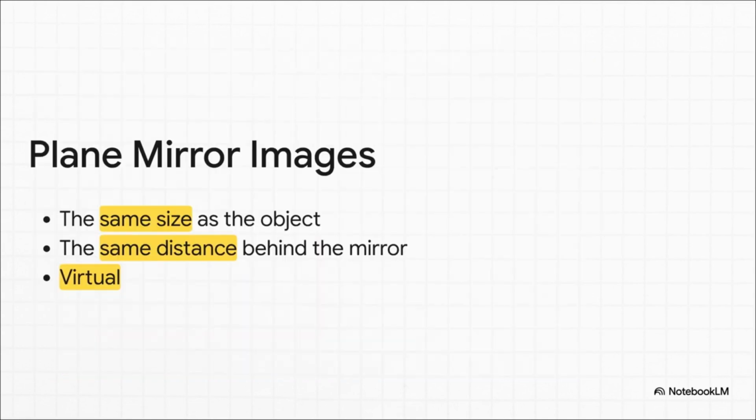So, to sum it all up, this physics guarantees three things whenever you look into a simple, flat mirror. 1. The image you see is the exact same size as you. 2. It appears to be the exact same distance behind the mirror as you are in front of it. And 3, as we now know, it's always a virtual image.